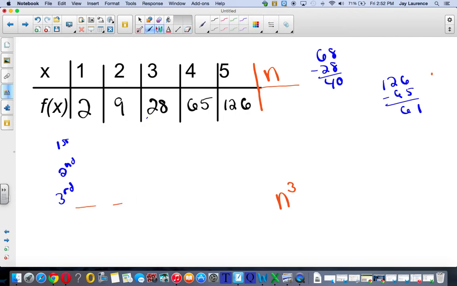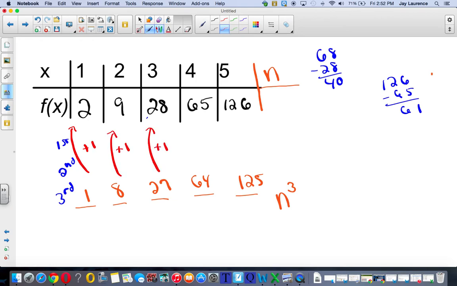So I put my comparison line in here. Okay, now I'm going to cube my inputs. 1 cubed is 1, 2 cubed is 8, 3 cubed is 27, 4 cubed is 64, 5 cubed is 125. And now I'll compare. How do I turn 1 into 2? I add 1. 8 into 9, I add 1. 27 to 28, I add 1. It looks like I'm adding 1 every time. Therefore, my nth term is going to be n cubed plus 1. My function, therefore, becomes f of x equals x cubed plus 1.